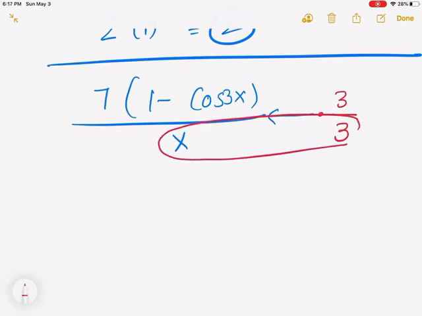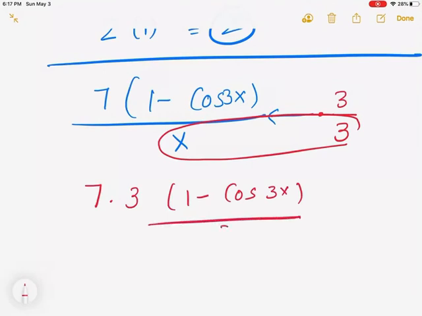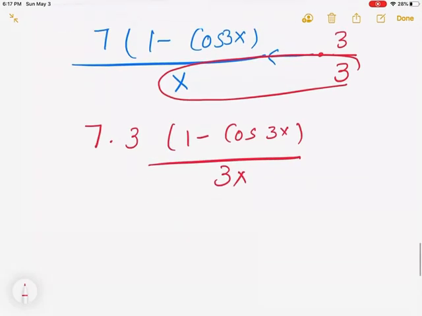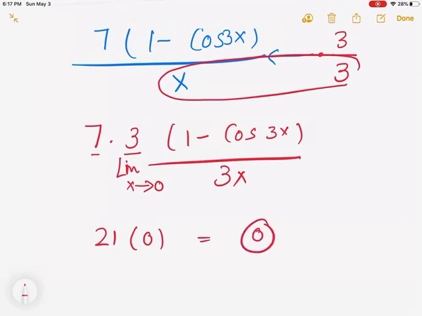So let's rewrite it. I already have 7. I would bring in the other 3. I already have 1 minus cosine of 3x. The bottom number would be 3x. Now let's apply the limit. You know 3 times 7 makes 21. If I apply the limit to this part, it is going to be equal to 0. So 21 times 0, this answer is going to be 0 at the end. Here you go.